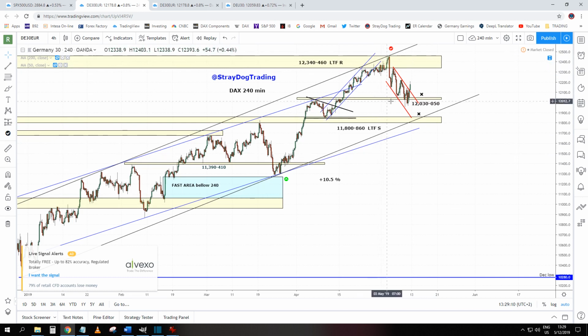These highs here and these lows here present now an inflection point.